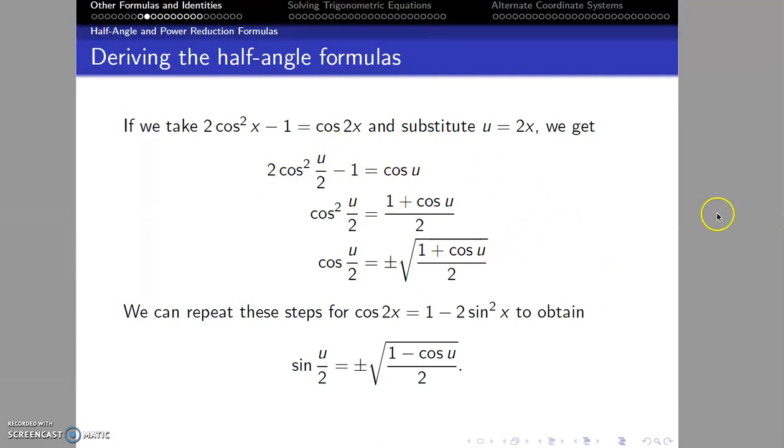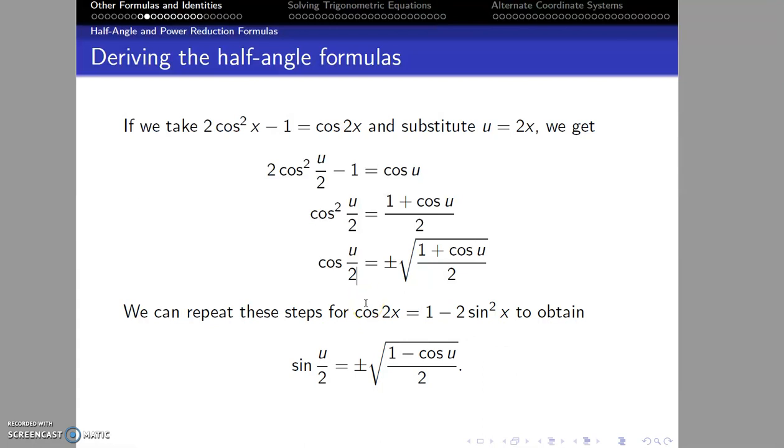And with a little bit of change in notation, this is just how we denote half angles and half angle formulas. If we have an angle that's half of another angle that we know, then after taking the cosine of that one, adding 1, dividing by 2, and taking the square root of that, we now have the cosine of that half angle. And actually, you can do this again for sine, just by using the other form of cosine 2x.